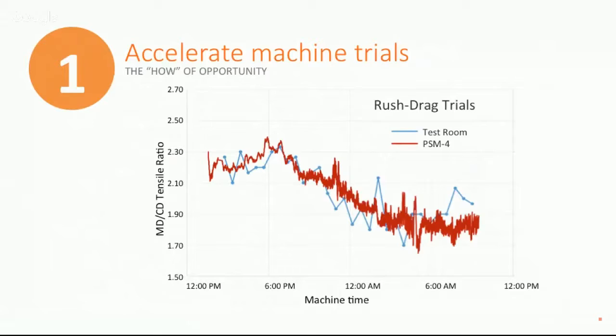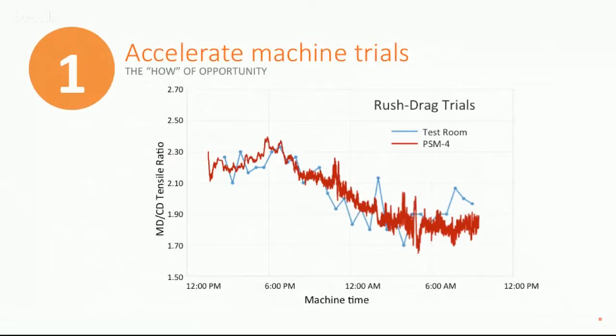The blue line represents the top of reel results for MD/CD tensile ratio. This was a rush drag trial on a paper machine. The red trace represents the online stiffness tester, PSM4, that we used during the trial. And apart from the fact that you can see that they correlate very well, hopefully you can see that there's a lot more detail in the red trace and a lot less high scale variability. This means that we could do a rush drag trial theoretically within a reel if we were able to change the rush drag setting fast enough, because you're measuring every second.